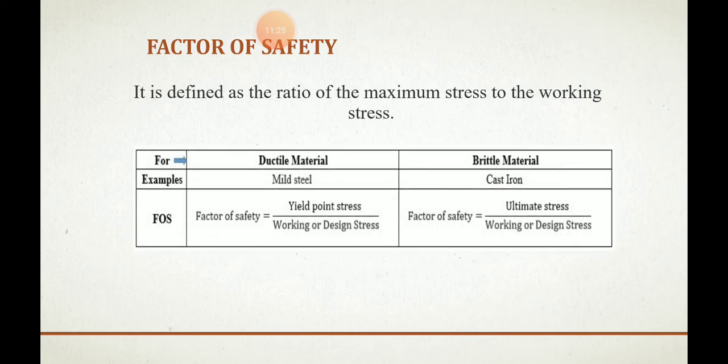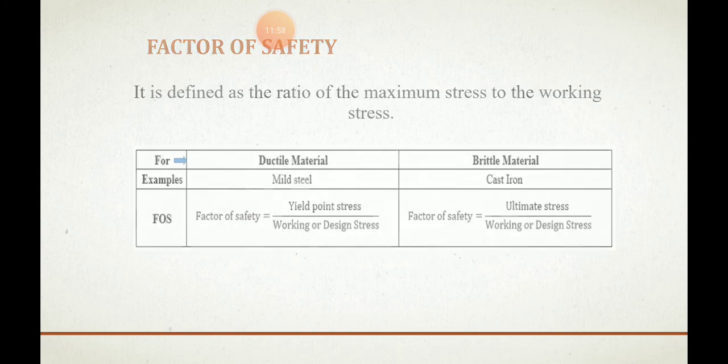So it is basically defined as the maximum stress to the working stress. Now I have given the two types of factor of safety here. For the mild steel, we take it as yield point stress divided by working stress. And for brittle material, we take it as the ultimate stress divided by working stress. Can you guess why I have not written the yield point stress in case of the cast iron? I hope you guessed it correctly. Because there is no yield point in case of the cast iron. It's a brittle material. Fine.